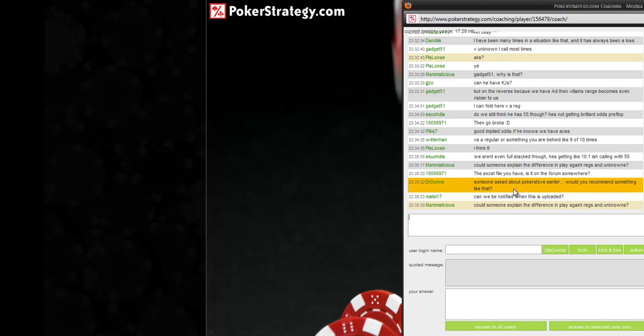Someone asked about PokerStove earlier. Would you recommend it? Why not? If you are used to it a bit more, then why not? But I would recommend using Equilab. It has a lot more features. Can we be notified when it's uploaded? Yeah, of course. I could post something into the announcement feed.